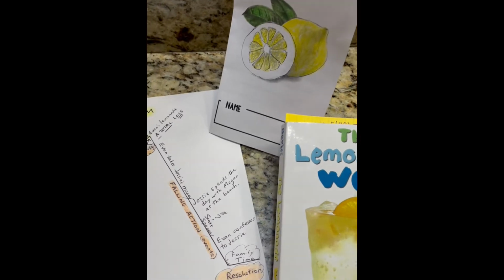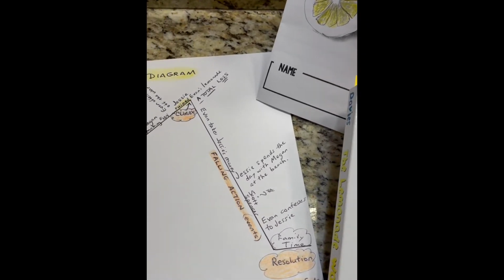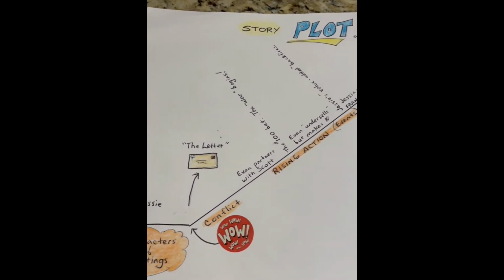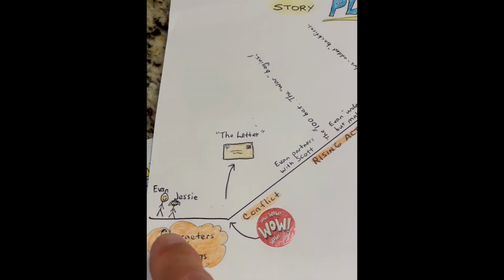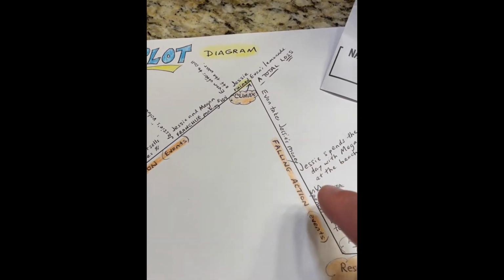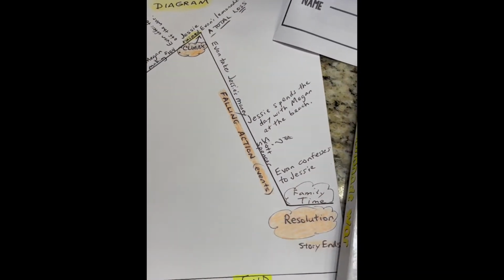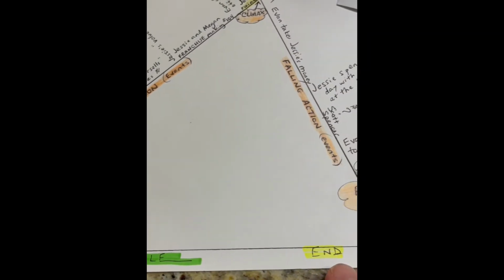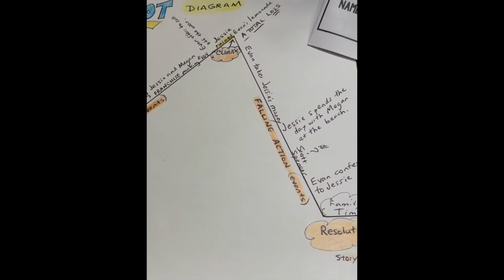We wrapped up our story, The Lemonade War, last week, finishing off chapter 14, and also finishing this story plot diagram, talking about all the different parts of a story plot diagram and how it goes from the beginning of the story to the middle of the story to the end of our story, in this case with the Lemonade War.